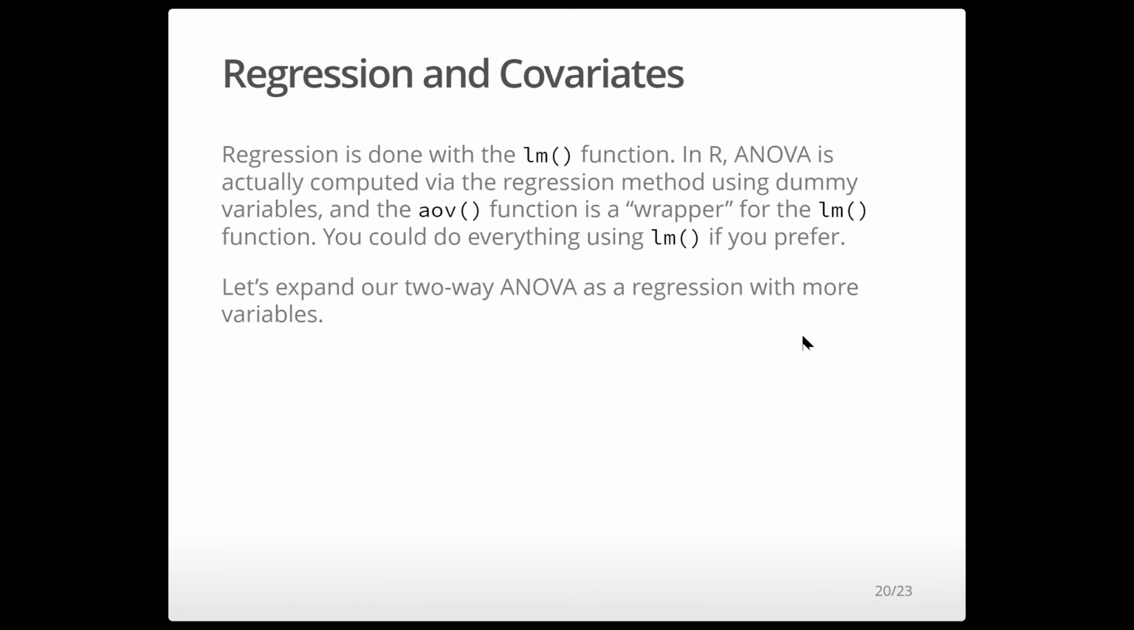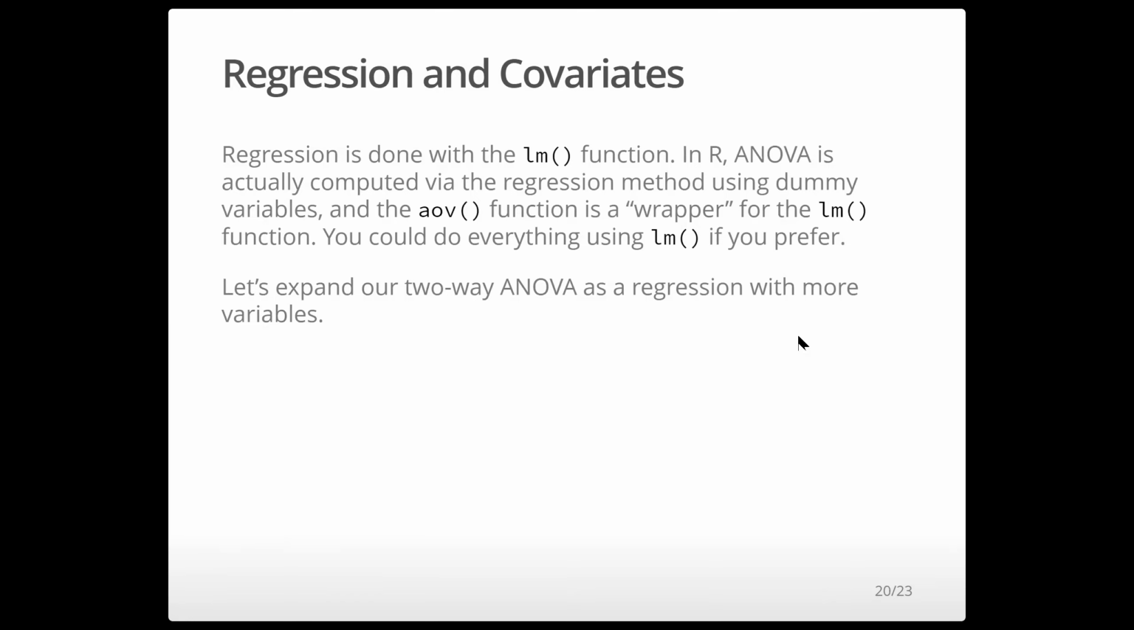For regression, we are going to use the lm function. And in R, ANOVA is actually computed via the regression method using something like dummy variables. And the aov function is just a wrapper for the lm function. They do essentially the same thing. You can do everything with the lm function if you prefer.